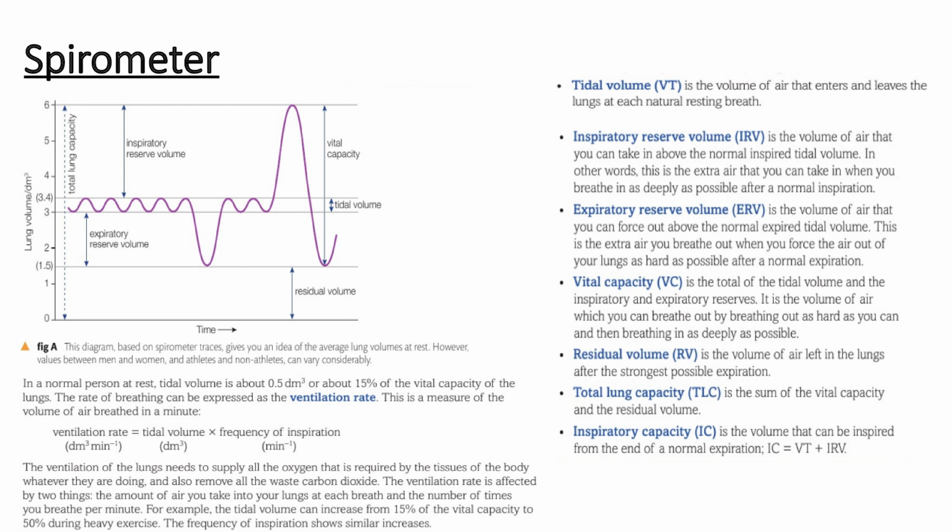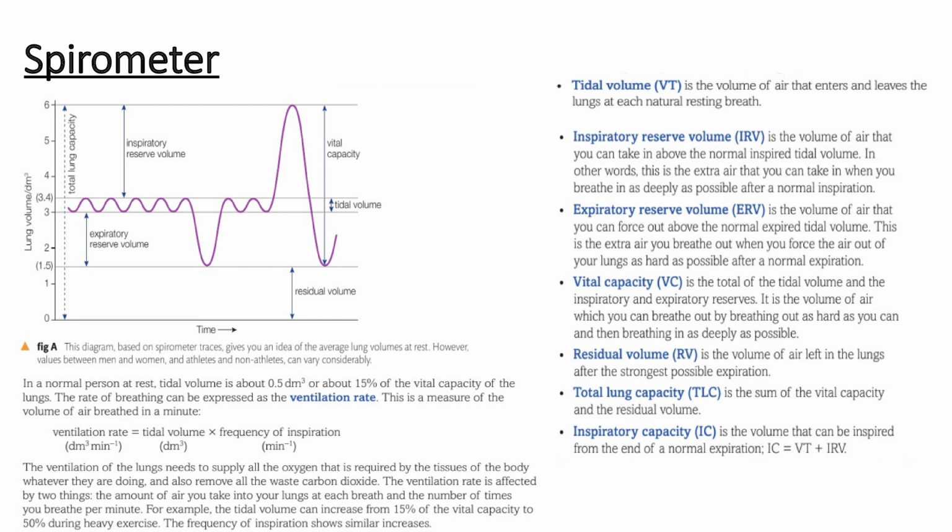What is the vital capacity? The vital capacity is the total of the tidal volume and the inspiratory and expiratory reserves. It is the volume of air which you can breathe out by breathing out as hard as you can, and then breathing in as deeply as possible. So in basic terms, this is the total of the tidal volume and the inspiratory and expiratory reserves. Three things: the tidal volume, the inspiratory reserve, and the expiratory reserve.